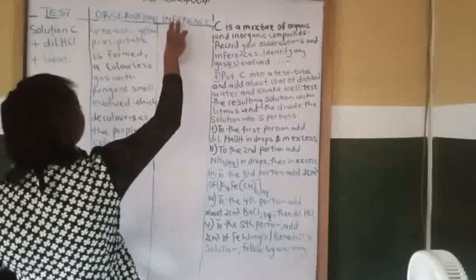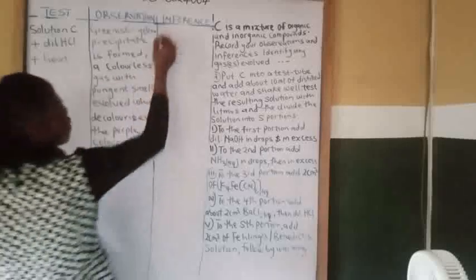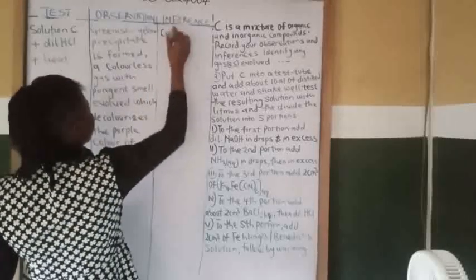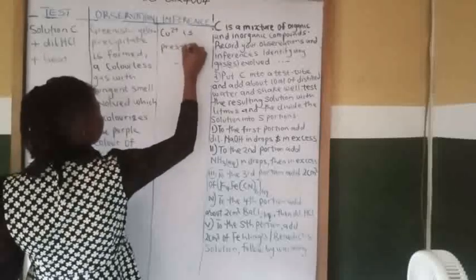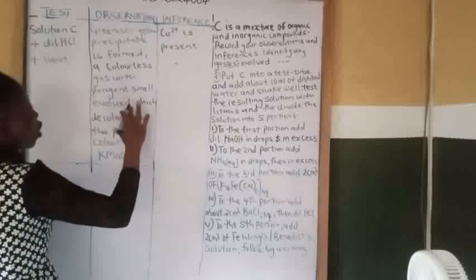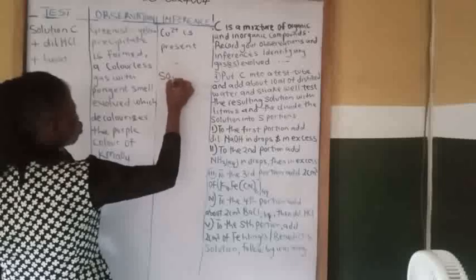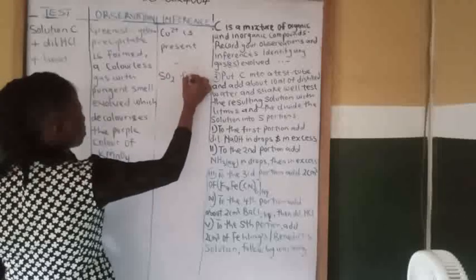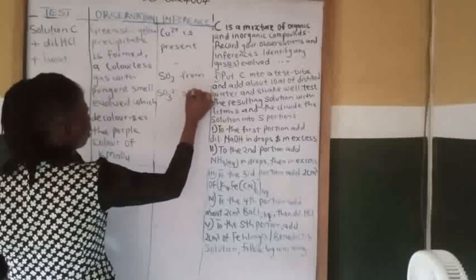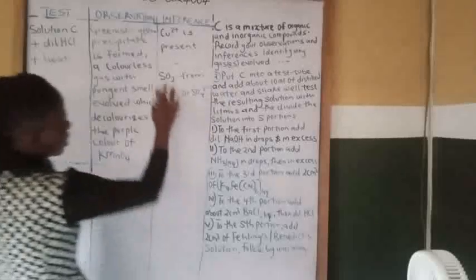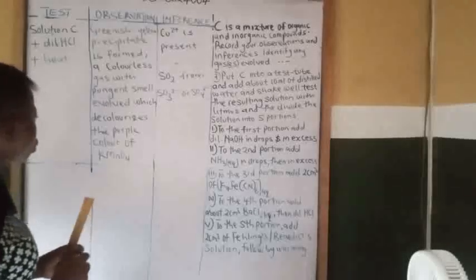So what will be our inference for the first statement? Greenish yellow precipitate is formed, so copper is present. Then for the purple color of KMnO4 and the gas evolved, the gas evolved is SO2 from SO3 2 minus or SO4 2 minus. So the gas is SO2 from SO3 2 minus or SO4 2 minus.